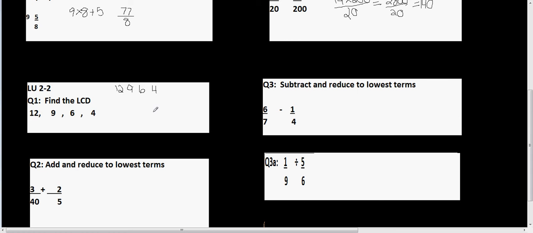So that eliminates it from being a prime number. All right, let's see what we have. 2. 2 can go into 12 6 times. It can't go into 9, so we'll just carry that 9 down. It can go into 6, and that's 3 times. And it can go into the 4 2 times. So 2 is a good prime number here to use because it goes into at least 2 of these 4 numbers.